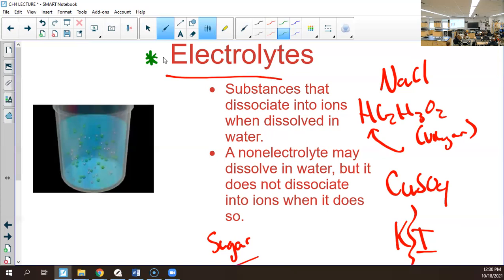An electrolyte is a solute that, when placed in water, causes the solution to conduct electricity. Tell your partners how excited you are for this chapter while I go get some stuff.